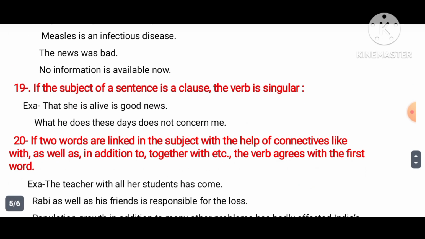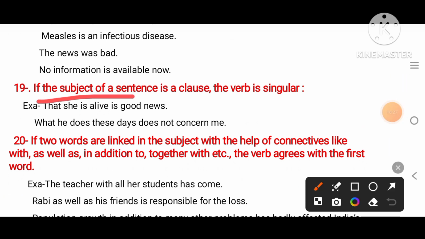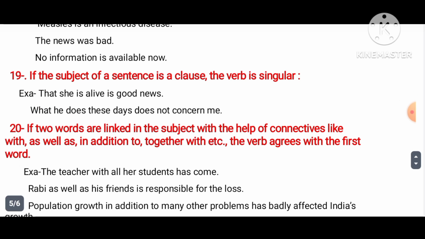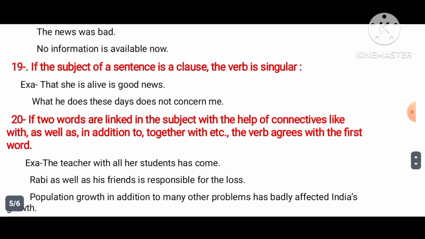If the subject of a sentence is a clause, the verb is singular. Suppose the subject is a clause, then the verb will be singular. That she is alive is good news. Here the whole subject is a clause, so always we use a singular verb. Whether what he does these days does not concern me. Okay, this subject is a clause.